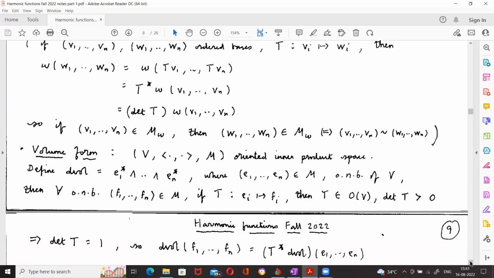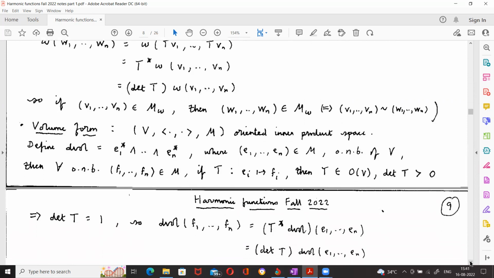Now we'll talk about something which is very important for us, which is what's called the volume form. For the volume form, we need two things. We need an inner product on our finite dimensional vector space, and we need an orientation. So we have an oriented inner product space. For example, you can think of Rn with its usual inner product and its usual orientation. The usual orientation is just the equivalence class of the standard ordered basis E1 up to En, all right? So Rn gives you an example of an oriented inner product space.